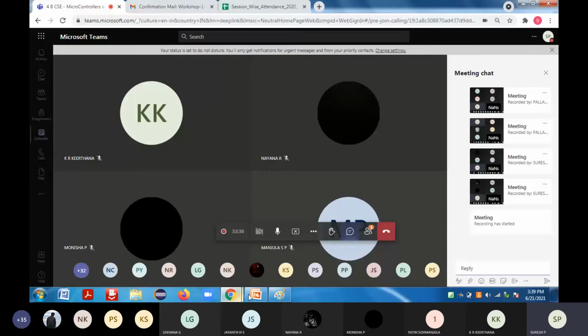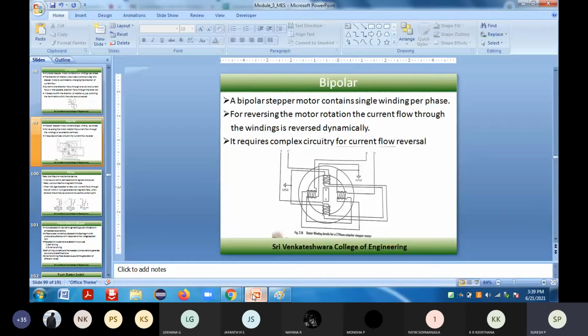Now it requires complex circuitry for current flow reversal. So it requires complex circuitry for current flow reversal.